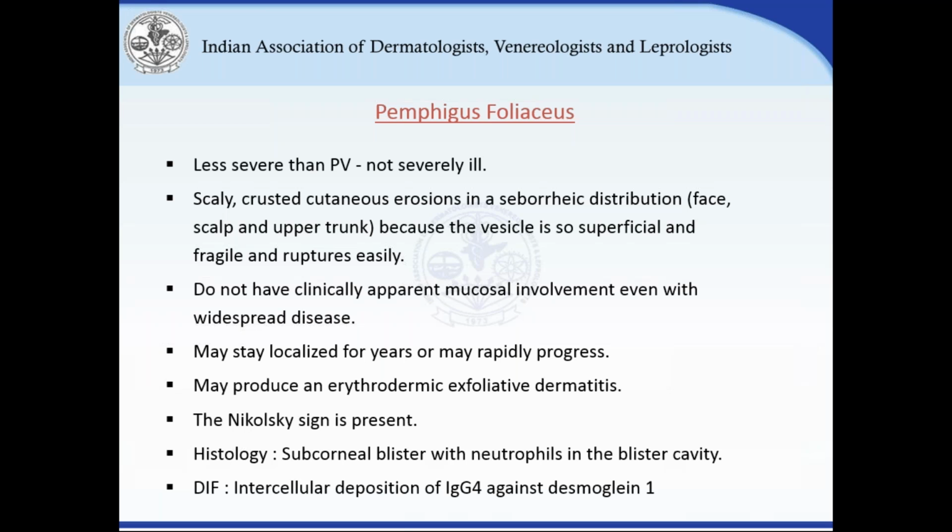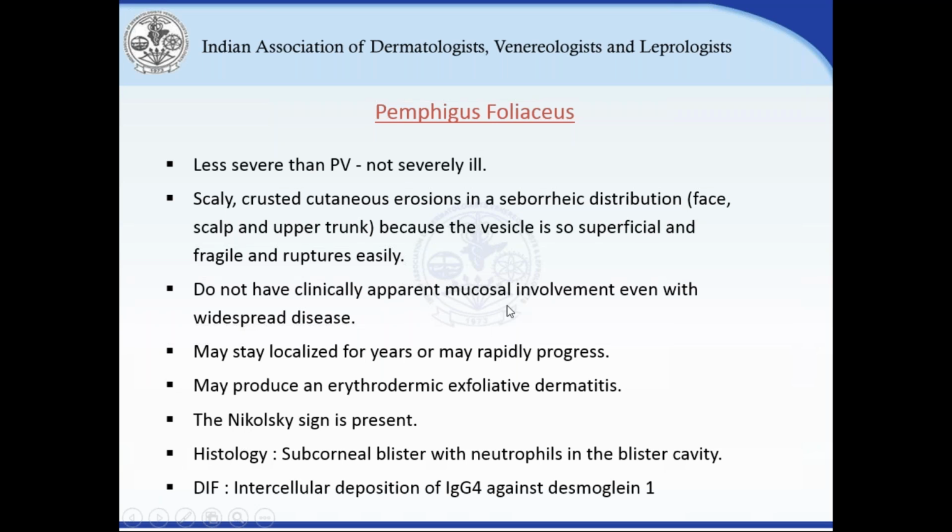You keep on having these blisters, and sometimes they can be so extensive, it looks so bad. There is a tremendous psychological impact also on the patient. Now, because the vesicle is so superficial and fragile and ruptures easily, there are only crusted cutaneous erosions in a seborrheic distribution, that is face, scalp, and upper trunk.